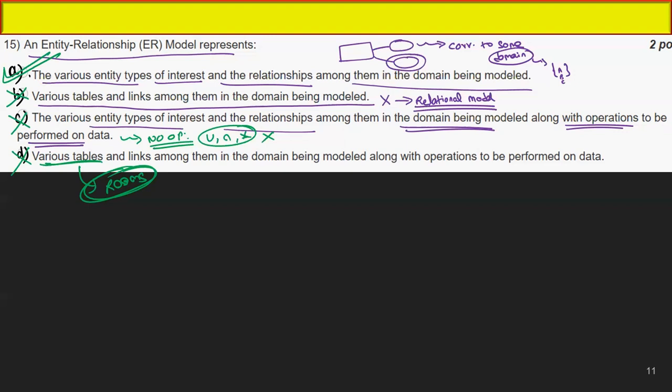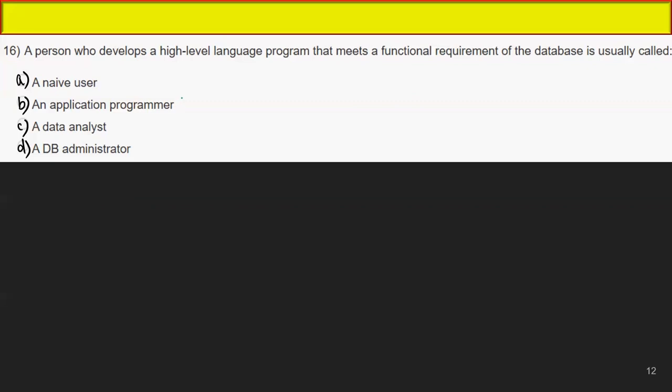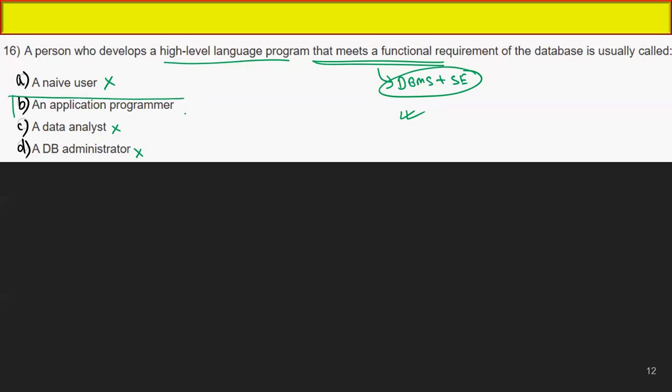Listen carefully. Next one. A person who develops a high level language program that meets the functional requirement of the database. See, this is a DBMS plus software engineering related question, right? Whether the user is going to develop, no. Whether the data analyst is going to develop, no. Whether the database administrator is going to develop, no. This is the job of the application programmer. So B is the answer.